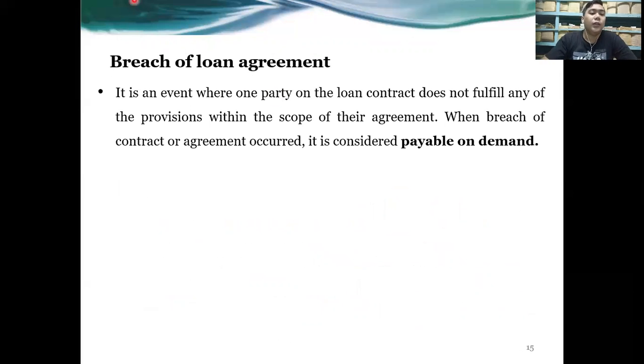So, breach of a loan agreement. What is a breach of loan agreement? It is an event where one party on the loan contract, usually si debtor ang nag-utang, does not fulfill any of the provisions within the scope of their agreement. When breach of contract or agreement occurred, it is considered as payable on demand. For example, nag-loan ako in the year 2020, which will mature after 10 years. So 2030 pa siya. Okay?